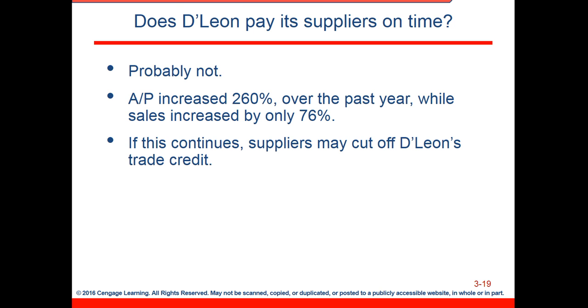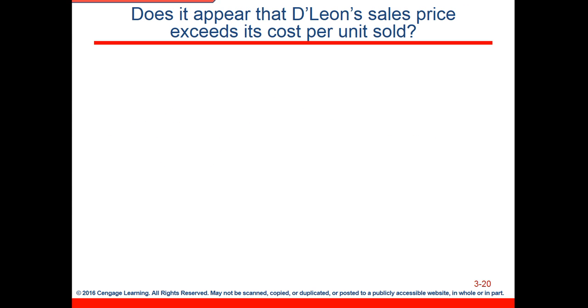Now, the company cannot pay its suppliers on time either, because when we analyze accounts payable, it increased by 2.6-fold, so 260% over the past year, and sales increased only by 76%. And if the trend continues, then the firm is really in trouble. Suppliers may cut off the trade credit.